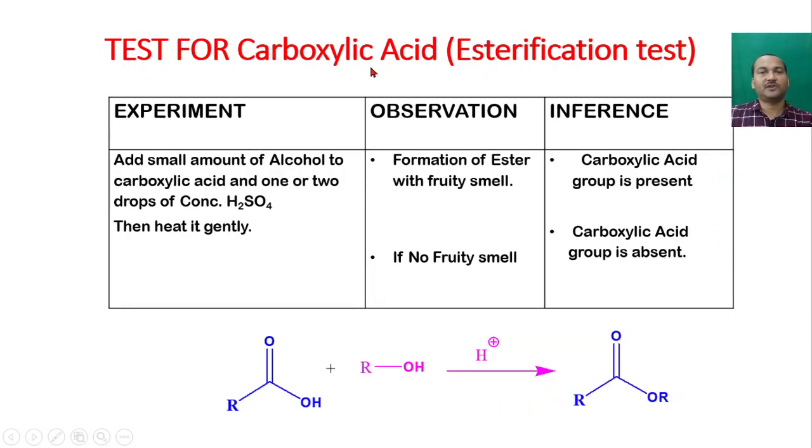The next test for carboxylic acid is the esterification test. Add a small amount of alcohol to carboxylic acid and 1 to 2 drops of concentrated sulfuric acid. Then heat it gently. An ester with a fruity smell is formed. The acid reacts with alcohol in the presence of an acid catalyst, giving rise to an ester having a fruity smell, so the carboxylic acid group is present. If there is no fruity smell, the carboxylic acid group is absent.